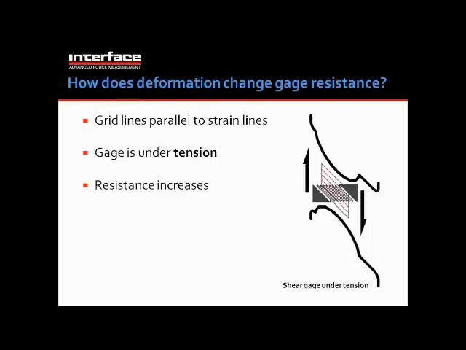So if we focus on the gauge that is under tension, what is happening is that the grid lines are aligned in parallel with the strain lines that are occurring across the beam, so those strain lines are putting that gauge in tension. Those strain lines are pulling the grid lines on the flexure. So we have a gauge that is under tension, and therefore the resistance across this gauge is increasing.